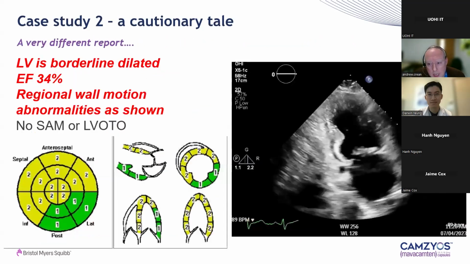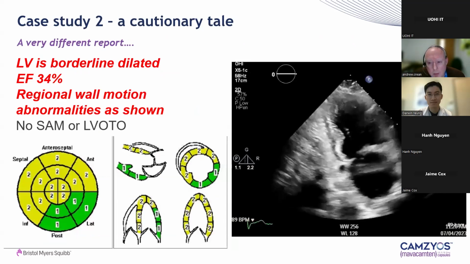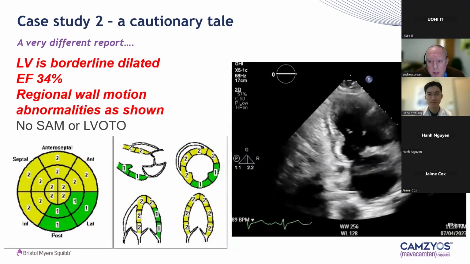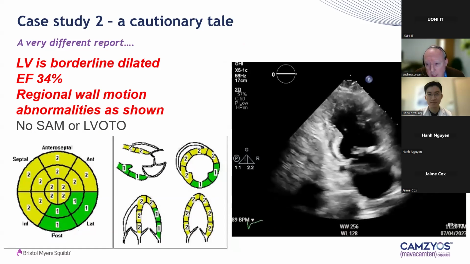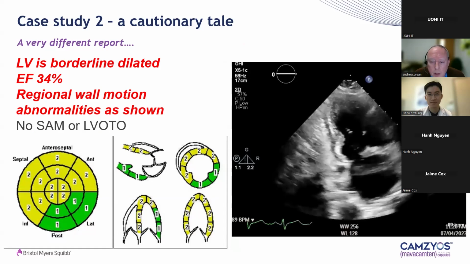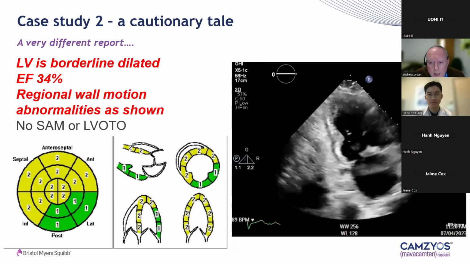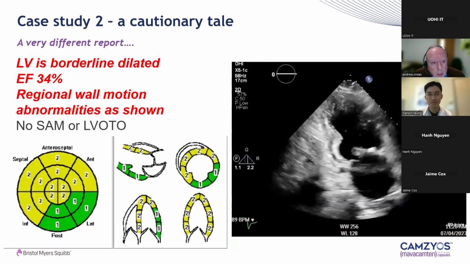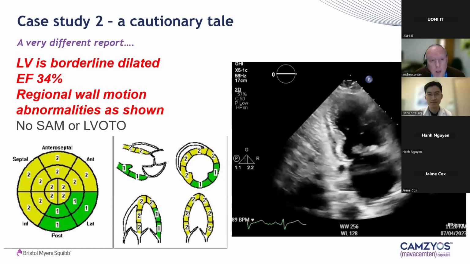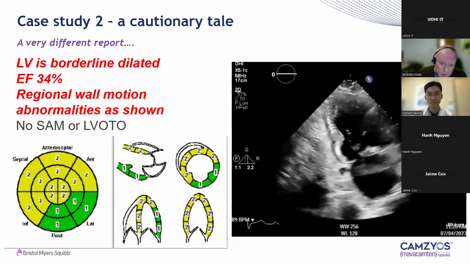So this is the echo from the Heart Institute, and I was a bit horrified when I saw this, because this is not a normal echocardiogram. You can see the anterior wall contracts normally, but the inferior wall is echo bright, and it's akinetic, effectively akinetic, and the EF is significantly down. There isn't any SAM or LVOTO, but this is not what her ventricle looked like prior to starting mavacamten.